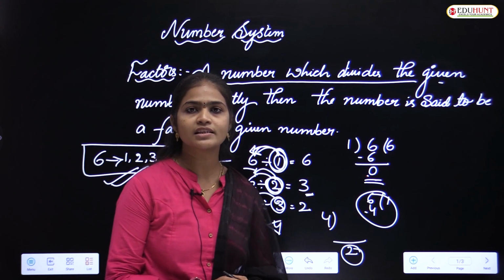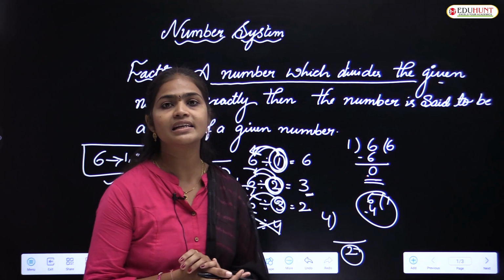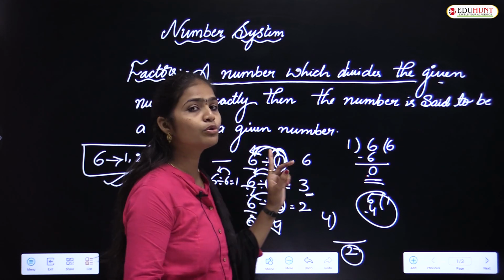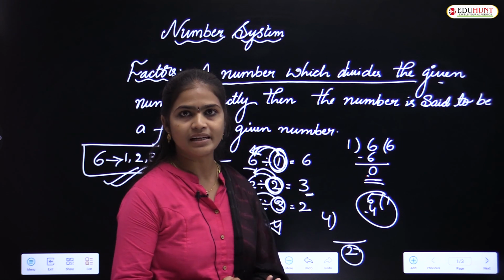For writing the factors also we have 2 methods. One is a multiplication method, another one is a division method. So here we have 2 methods to find the factors of a given number.